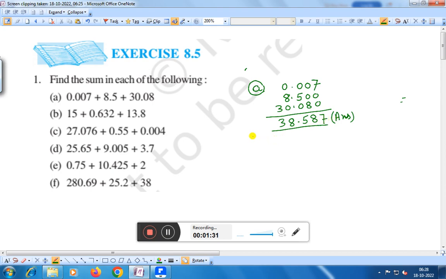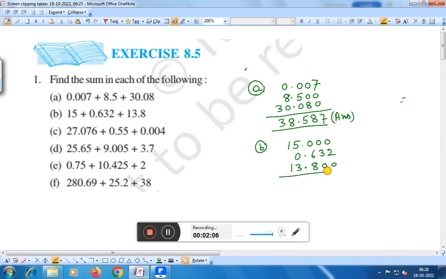Now question number B. Question number B is, if we add the numbers, that is 15, we can write 15.000, right? Next one is 0.632, and one is 13.8. You can write 00 also, right?